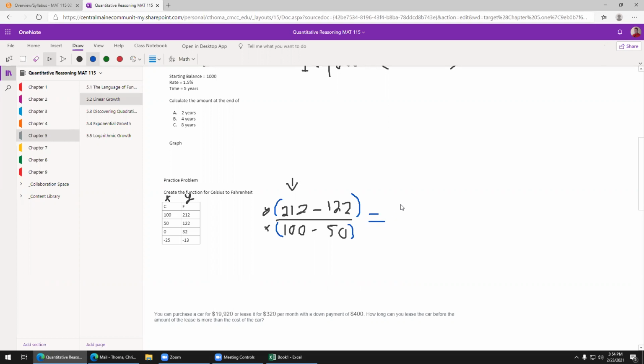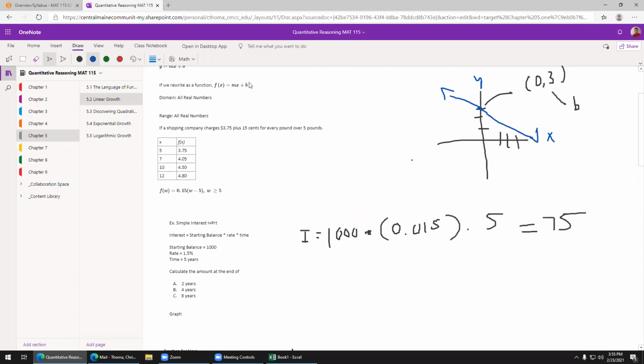So that's 90. And then 100 minus 50 is 50. And then I reduce that down to 9/5. So that's how you find slope. You just pick two of the points, subtract the y's, subtract the x's, making sure you keep your points aligned. Don't make the mistake I made a few seconds ago. And I have my slope.